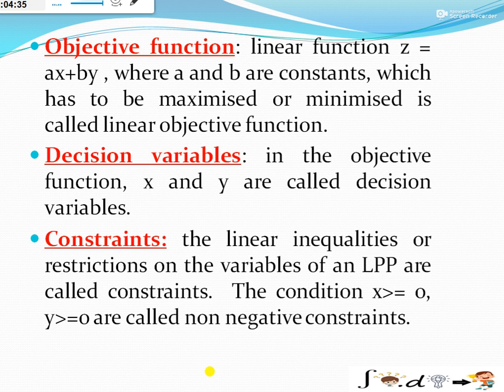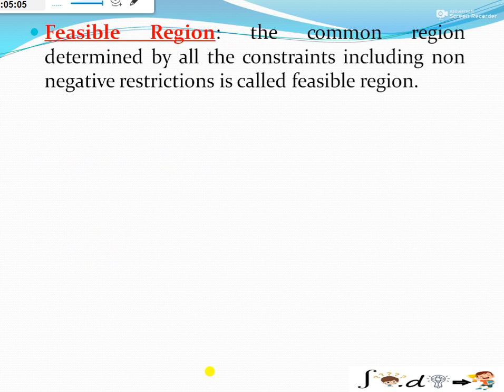Constraints. The linear inequalities or restrictions on the variables of an LPP are called the linear constraints. जो हमने linear inequalities में किया था ना 11th class में inequations को, those are the constraints. And the conditions x is greater than or equal to 0, y is greater than or equal to 0 are the non-negative constraints.